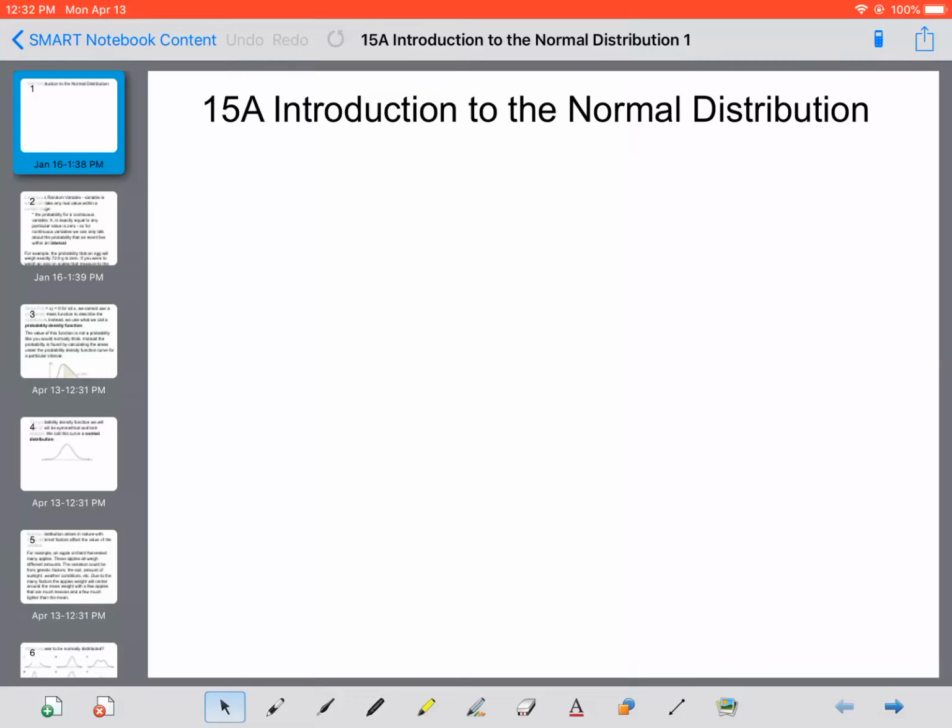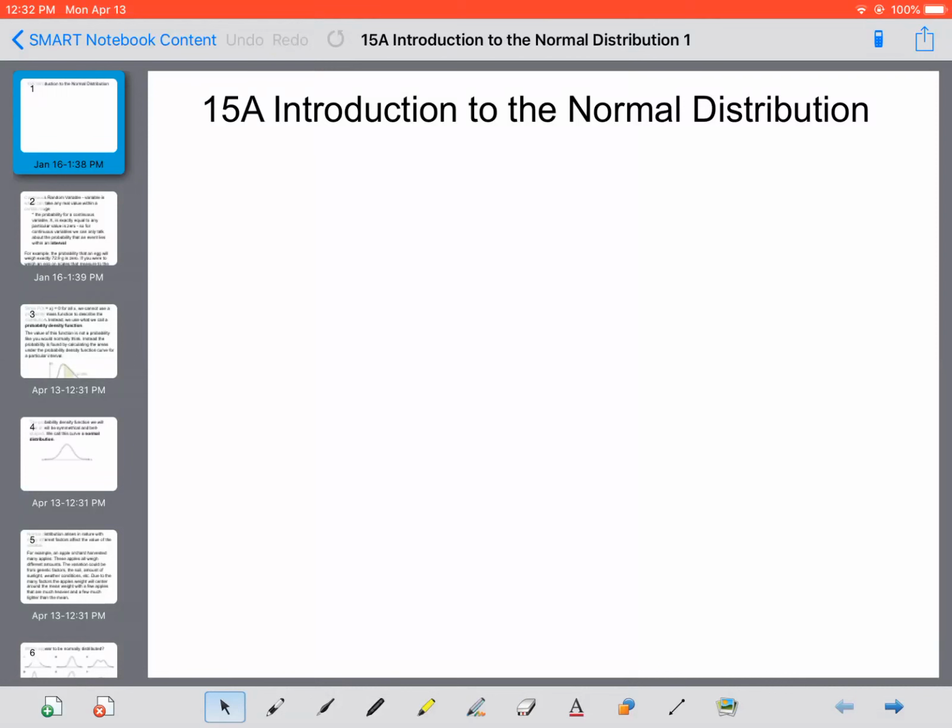Hello, so today we are going to move to chapter 15, and there are three parts, chapters 15A, B, and C, and we will break it up into smaller chunks. Today we're going to just introduce a normal distribution. So what makes something have a normal distribution?